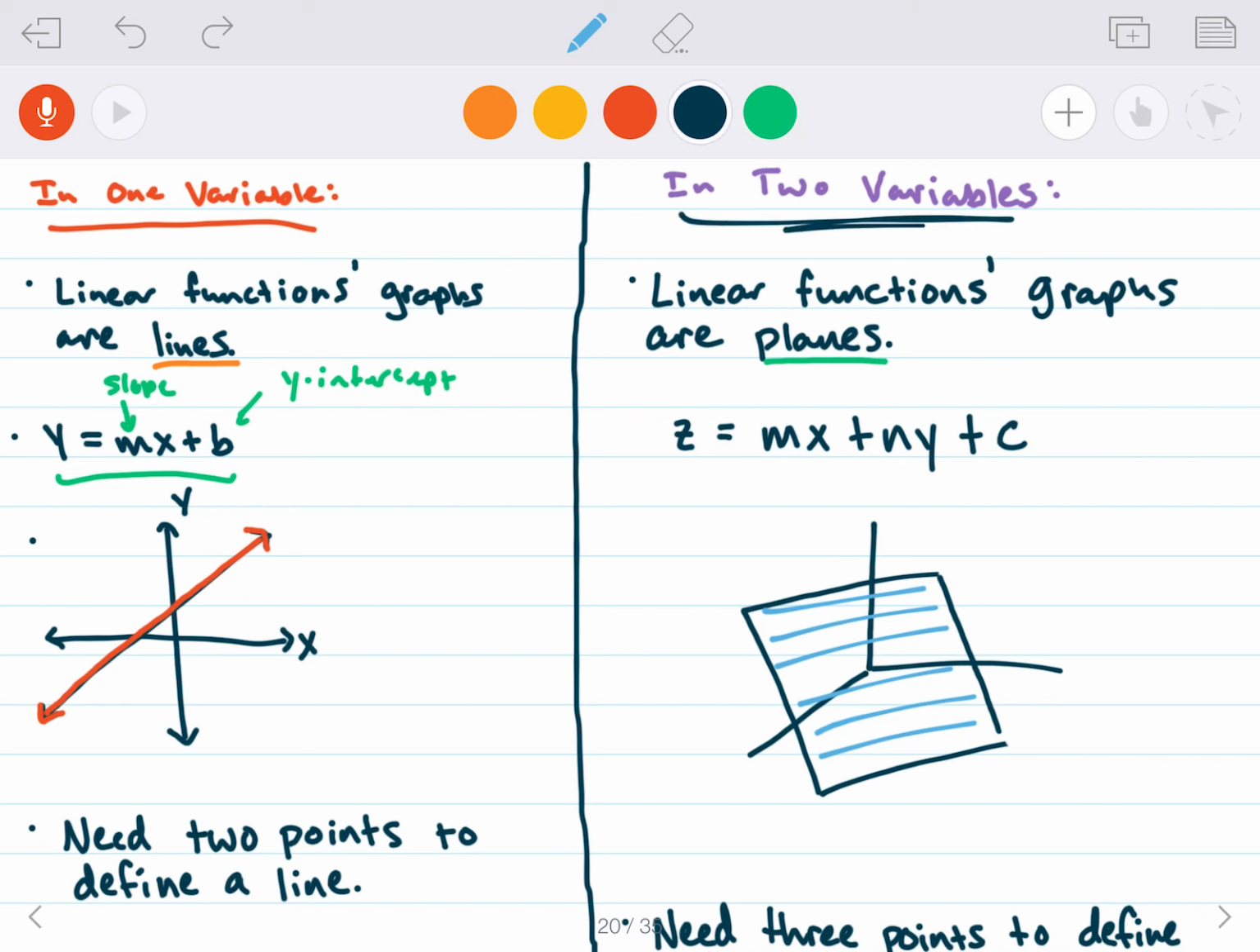Now, when the input is in 2 variables, a linear function's graph is a plane. And a plane can be written in the form z equals mx plus ny plus c. That's one way to look at the plane. And in our case, m is going to be the slope in the x direction. Right, we're going to have 2 different slopes of the plane here, depending on how we're looking at it. And then n, this guy in front of n, is going to be the slope in the y direction.